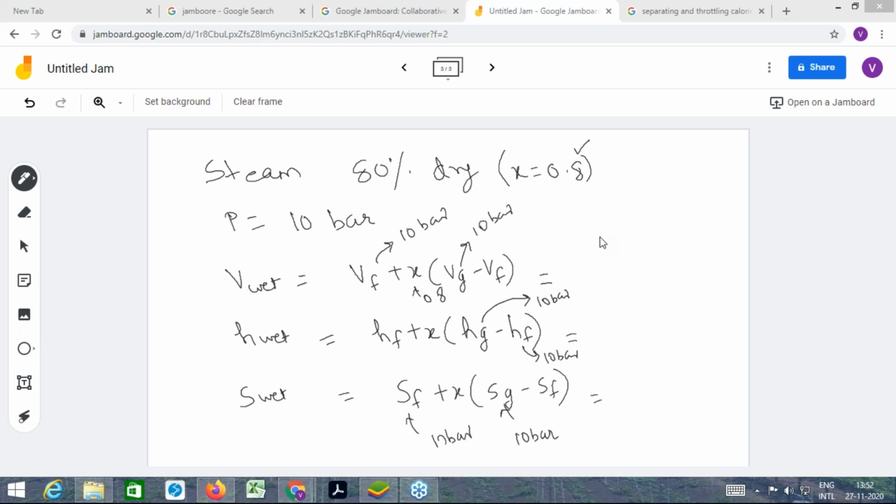Others should also buy the steam tables. I am repeatedly telling you that very few students are in possession of steam tables. If you don't have the steam tables, it would be very difficult for you to understand and also enjoy these lectures.